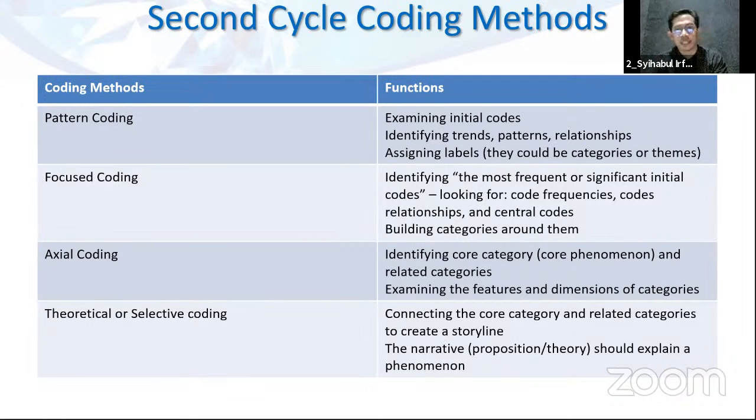Axial coding: the function is to identify the core category or core phenomenon and related categories, and also to examine the features and dimensions of categories. For theoretical or selective coding, the function is to connect the core category and related categories to create a storyline. And the narrative, proposition, or theory should explain a phenomenon.